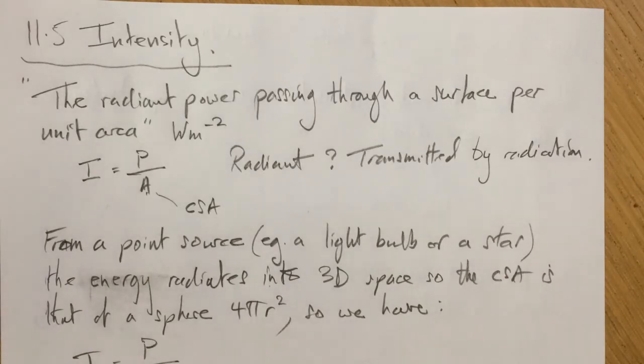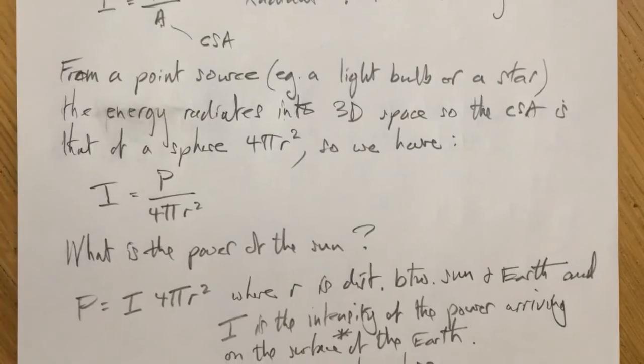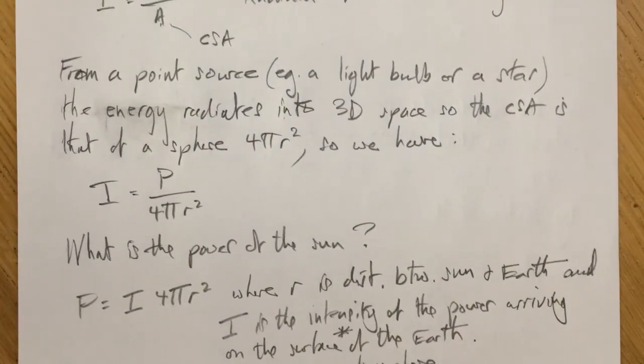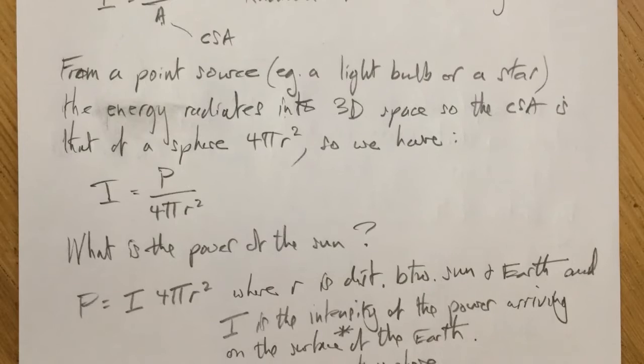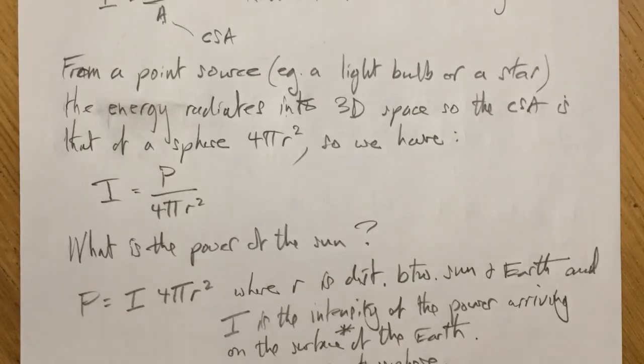Now, from a point source, like a light bulb or a star, the energy radiates into three-dimensional space, and so the surface area is spherical, isn't it? And the surface area of a sphere is 4 pi r squared, and so in place of A we have 4 pi r squared. R is the radius of the sphere, or in other words the distance from the point source to the point where we want to measure the intensity, given a certain power output of the point source. Let's do the sun.